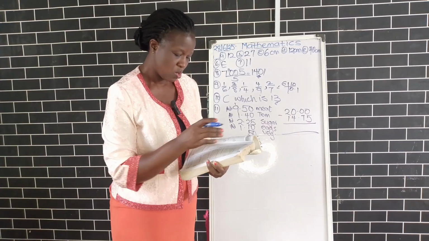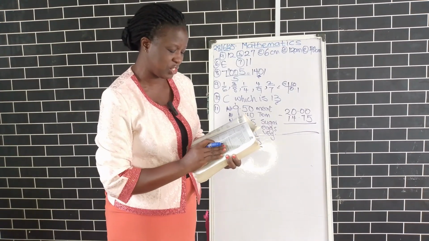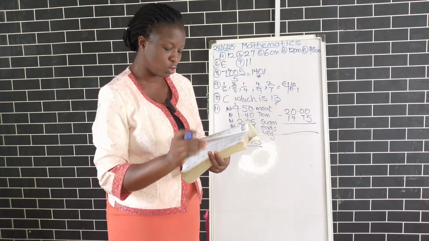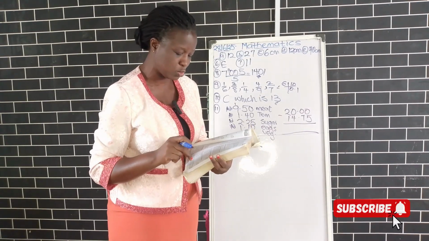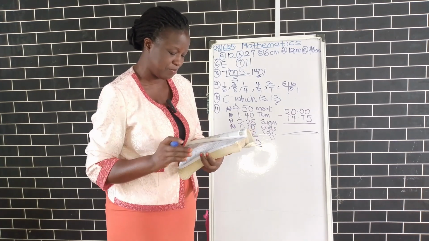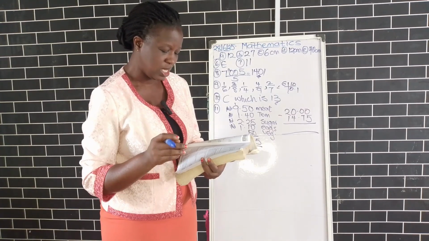Now to number 12. Use this table for number 12 to 14. They were given a chart, the number of boys in school, the number of girls in school, and the total number of pupils in the school. And we are given the attendance from Monday to Friday. So the question says, what is the total number of pupils in the school?